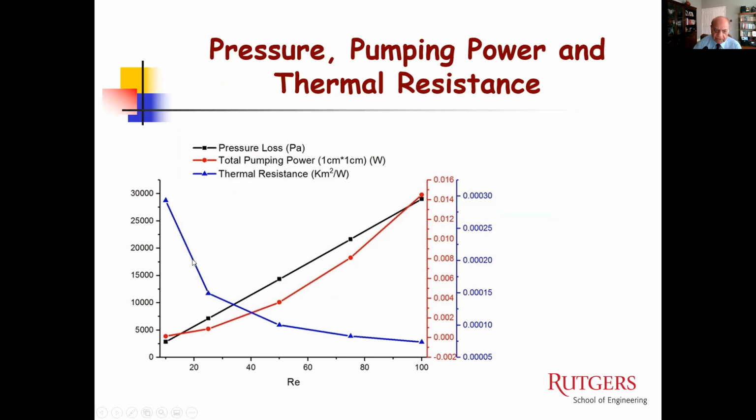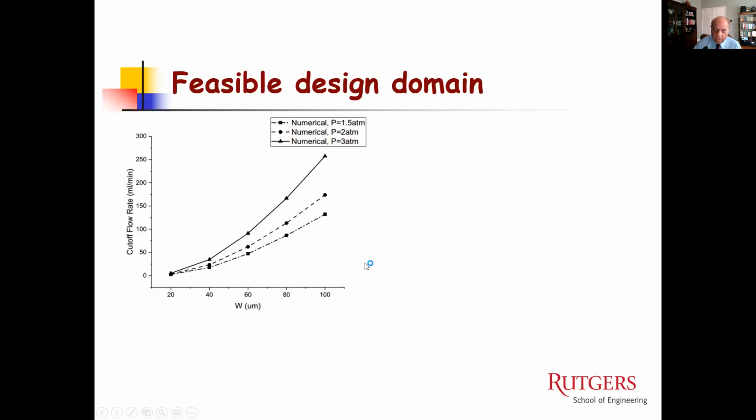And of course, as you see, higher and higher Reynolds number means higher and higher heat transfer coefficient, and the thermal resistance becomes lower, so the heat transfer becomes larger. So they're very standard and well-expected solutions that you would get with increasing flow and increasing Reynolds number. You will get higher pressure, and you will get lower thermal resistance.